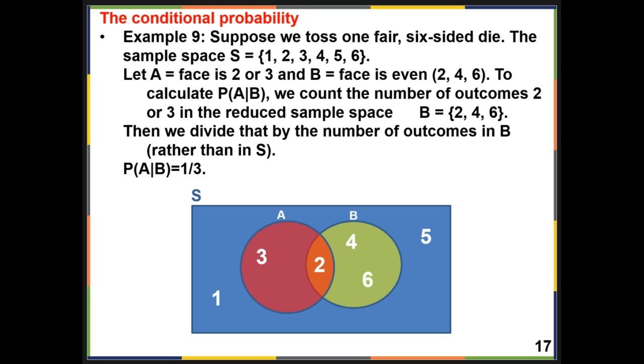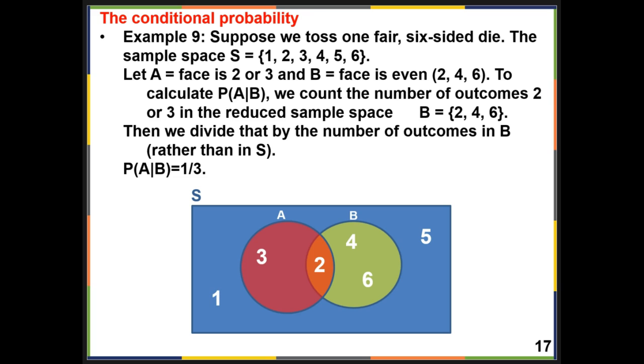So example 9: suppose we toss one fair six-sided die, and the sample space is 1, 2, 3, 4, 5, 6. If A is 2 or 3, and B is 2, 4, and 6, to calculate the probability of A given B, we count the number of outcomes, 2 or 3, in the reduced sample space of B equals 2, 4, and 6. Then we divide that by the number of outcomes in B. So the probability of A given B is 1 over 3.